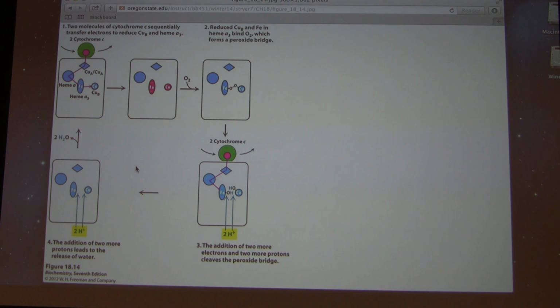What are the sources of the protons and electrons? Well, the source of the electrons, of course, is cytochrome C. The ultimate source of the electrons was NADH or FADH2. And the source of the protons is, as you see, coming out of the solution.